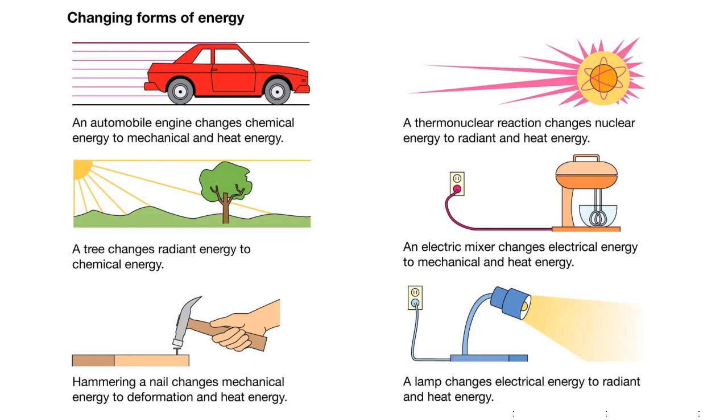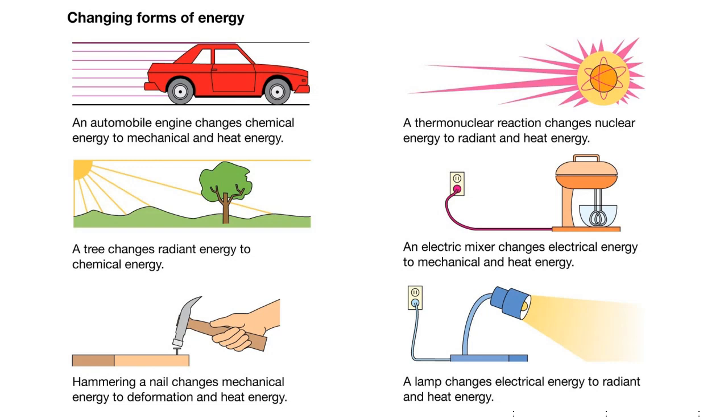Trees use sunlight, which is radiant energy, and convert it into chemical energy through photosynthesis. Hammering a nail transforms mechanical energy from the hammer's motion into deformation energy in the nail and also produces some heat. In a thermonuclear reaction, nuclear energy is converted into radiant energy, like light and heat.